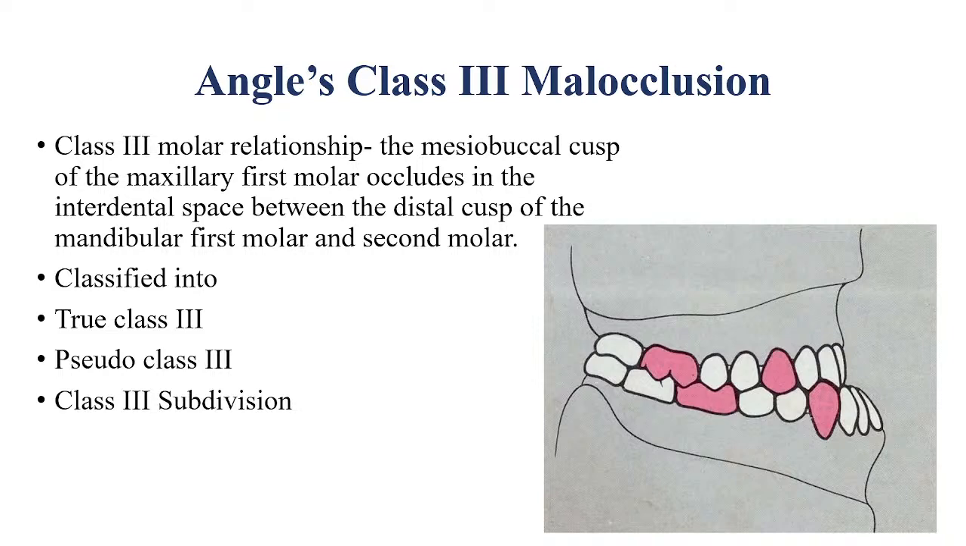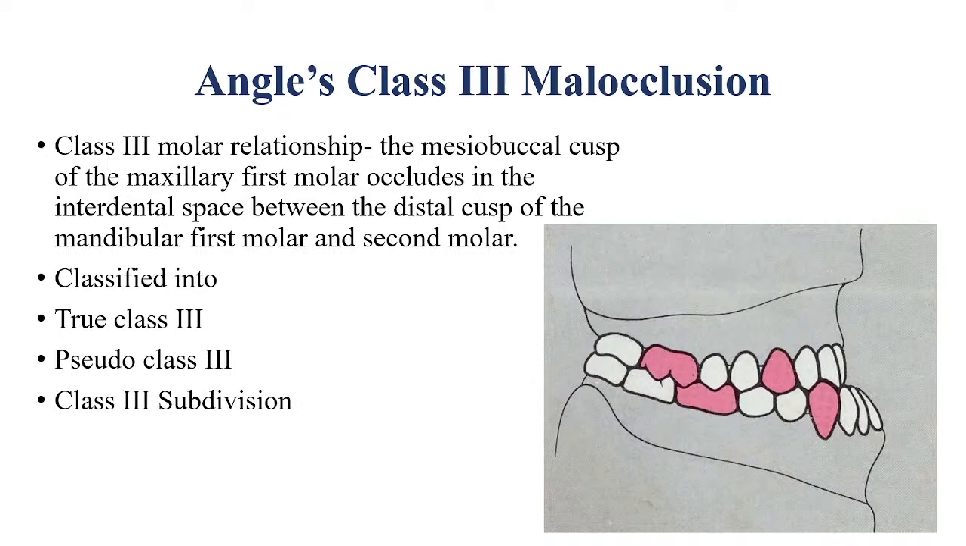Then class 3. In class 3 it will be reverse, meaning your lower teeth are ahead. So that means your upper teeth are in place, and now your lower teeth have moved forward. So you can see, what will occlude? The mesiobuccal cusp will now occlude in the interdental space between your first and the second molar.